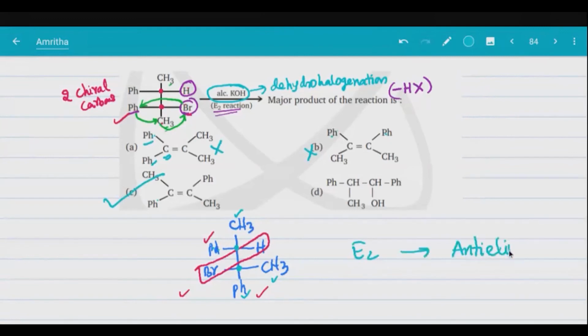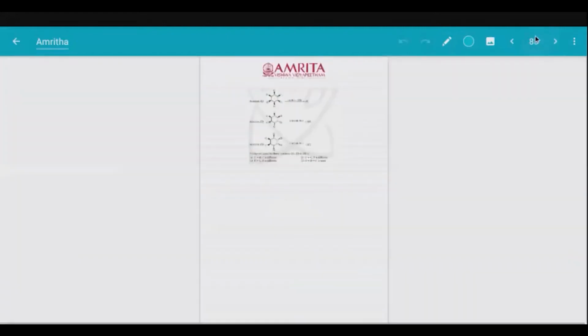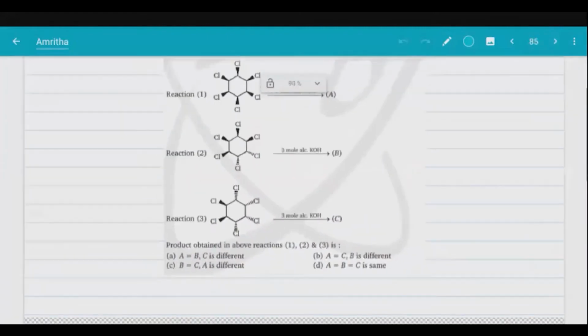E2 means anti-elimination. This is always anti-elimination, 99.9%. But in 1% of cases, in bridged bicyclic compounds, syn elimination takes place. But they are not in the syllabus, don't worry. What we do is very simple: cyclic compounds, monocyclic, and open chain. So focus on anti-elimination only. Try this one. Very important.